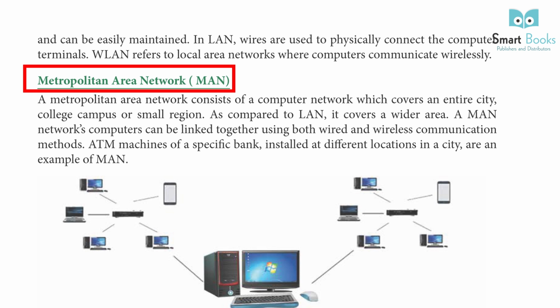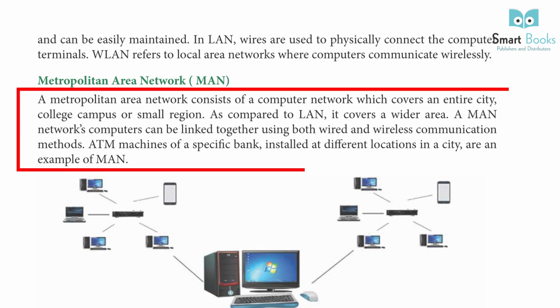Metropolitan Area Network (MAN). A metropolitan area network consists of a computer network which covers an entire city, college campus, or small region. As compared to LAN, it covers a wider area. A MAN's computers can be linked together using both wired and wireless communication methods. ATM machines of a specific bank installed at different locations in a city are an example of MAN.